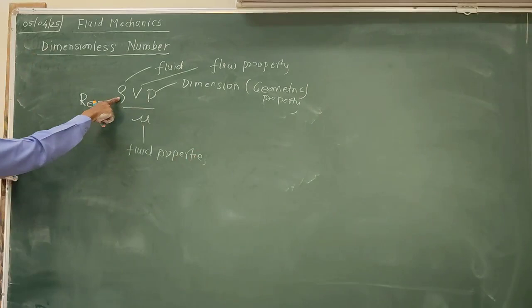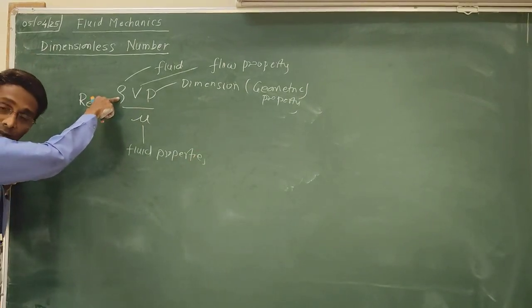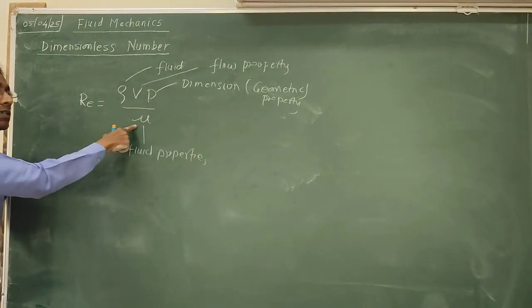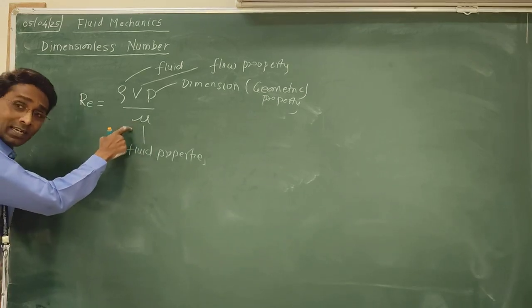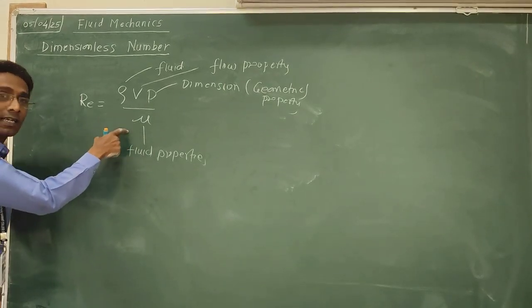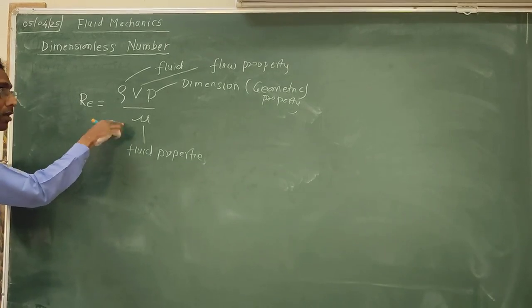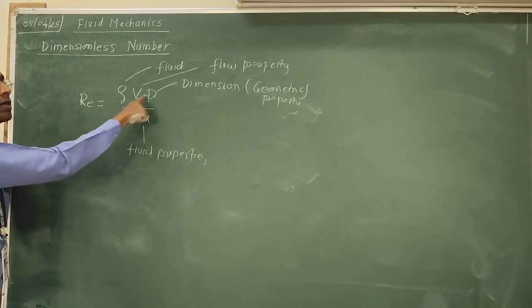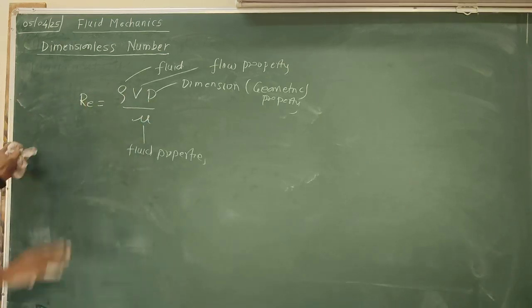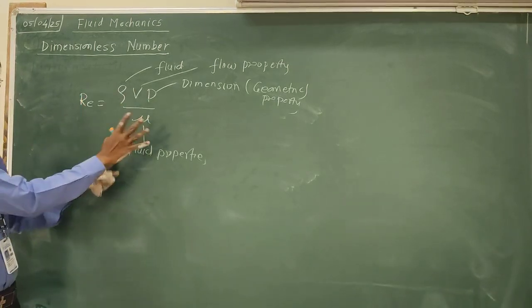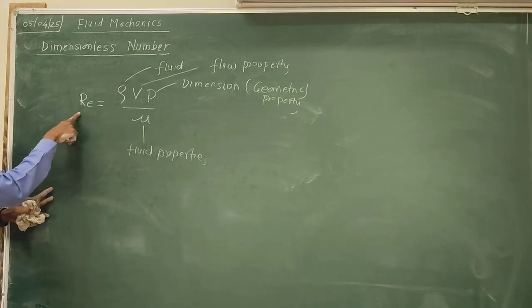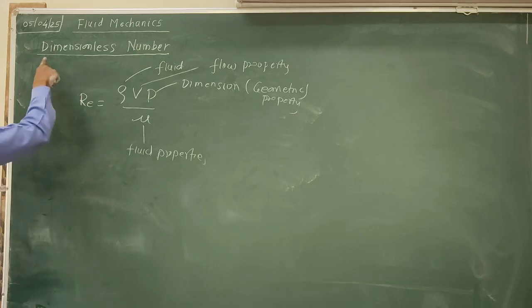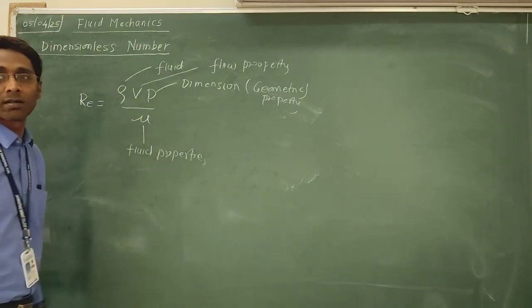Rho gives information about its mass per unit volume, and viscosity gives information about its thickness, whether it is thin or thick in nature. Here are two fluid properties, one flow property, and one dimension property. By a combination of these four properties together, that becomes the Reynolds number. And this Reynolds number has no dimension. That is why it is called dimensionless.